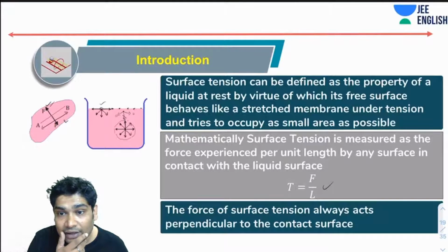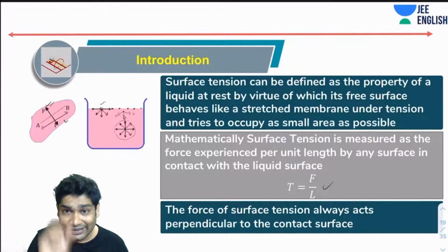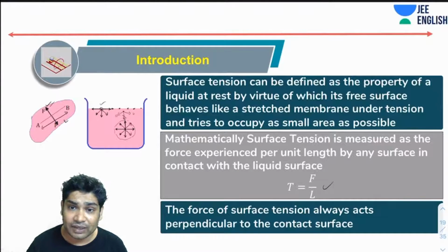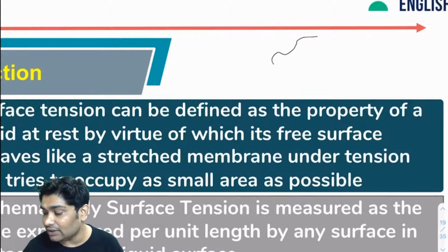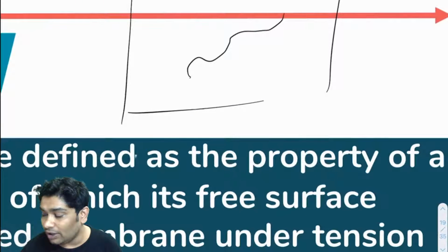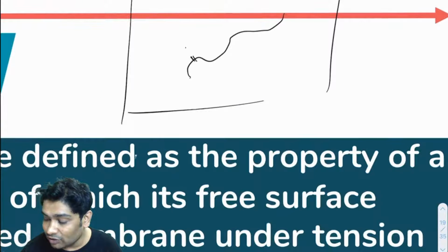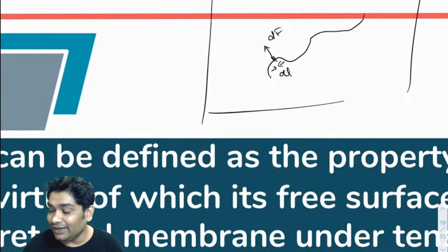Sir, if we had a free surface that is irregular, then what will be L? Then small dl and df. See, even if you had a surface like this, you can take any small portion. This would feel a force of df, and this has a length of dl. Then T would be equal to df over dl.